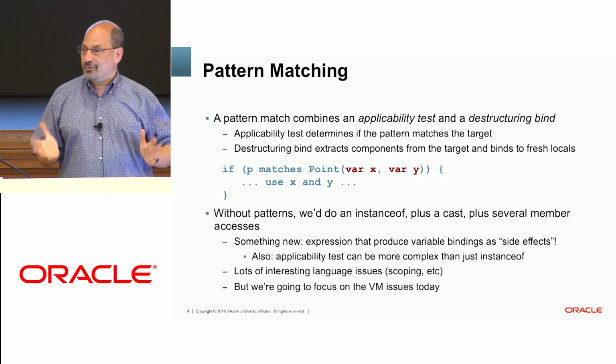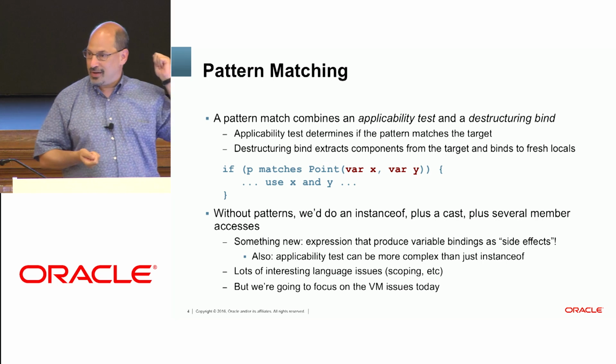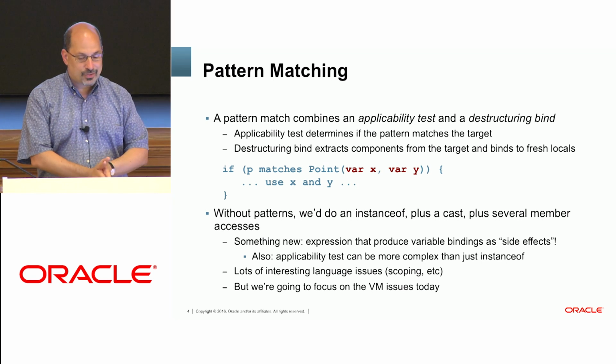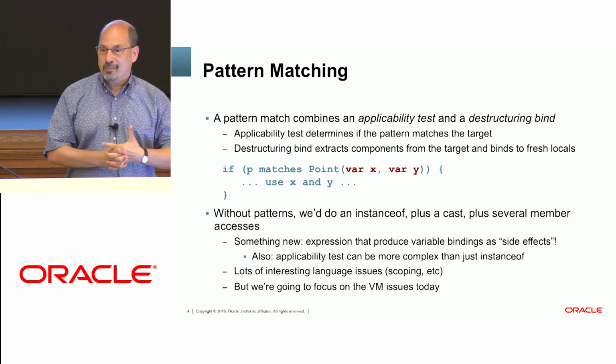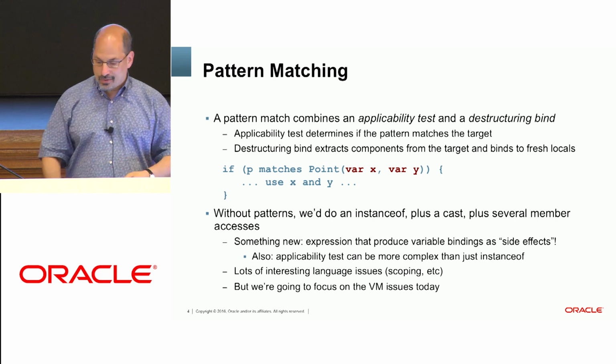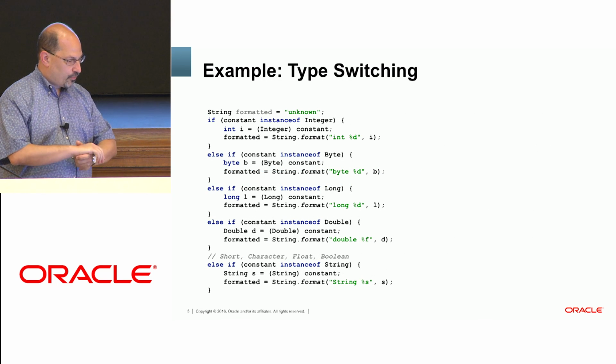Now, there are lots of really interesting language design questions here, like, what is the scope of these variables x and y? And we have interesting answers to those, but that's not the subject of this talk. So we're going to talk mostly about what this means for JVM language implementers. Okay, let's do a few more examples before we move on.